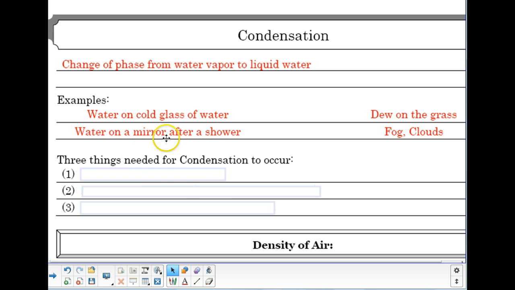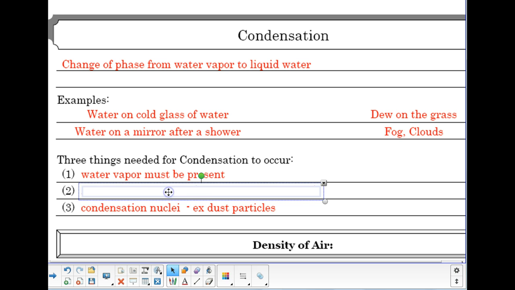So think about this. What do you need for condensation to happen? What are those things? And we saw it in the cloud in the bottle. What were the things that we needed to do? We needed to have water vapor, obviously. We need to have something for that water vapor to condense on, condensation nuclei. And we also need to get the air to saturation. Need to get that relative humidity to 100%.